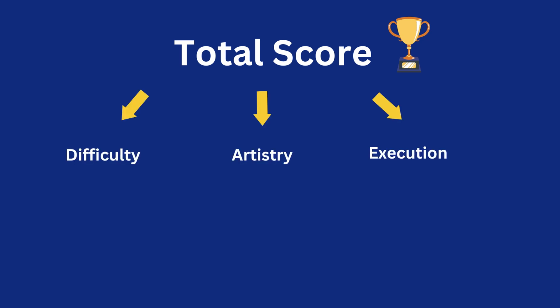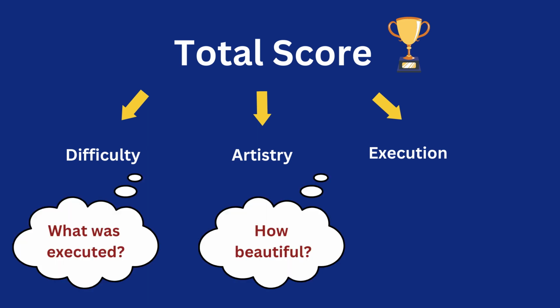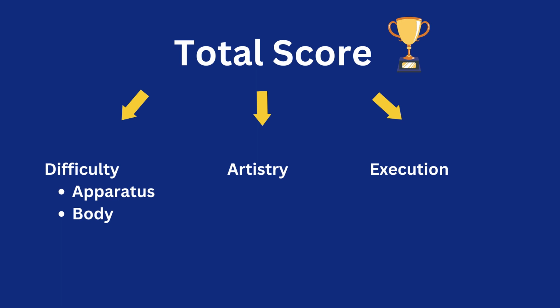There are 3 components that make up the total score: difficulty, artistry, and execution. Basically, difficulty answers the question of what was done, artistry, how beautiful it looked, and execution evaluates whether the technique was correct. Difficulty can be gained in 2 ways, through difficulties of apparatus and body difficulties.